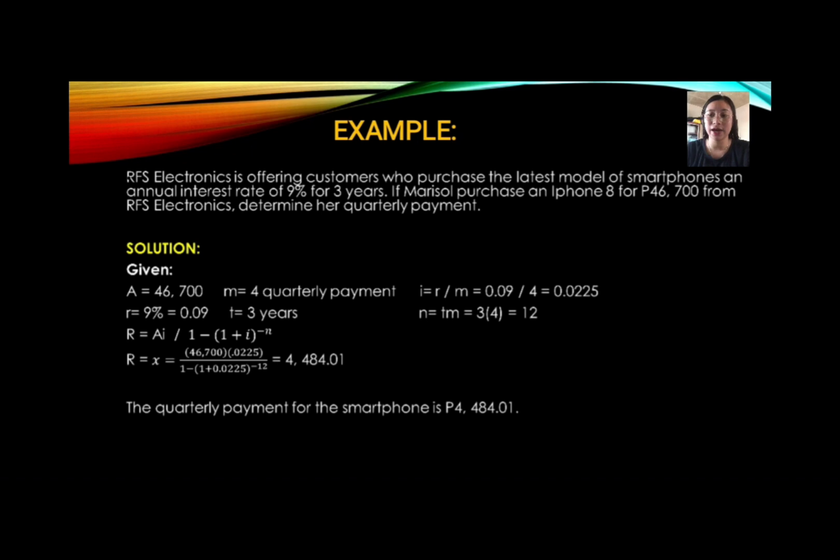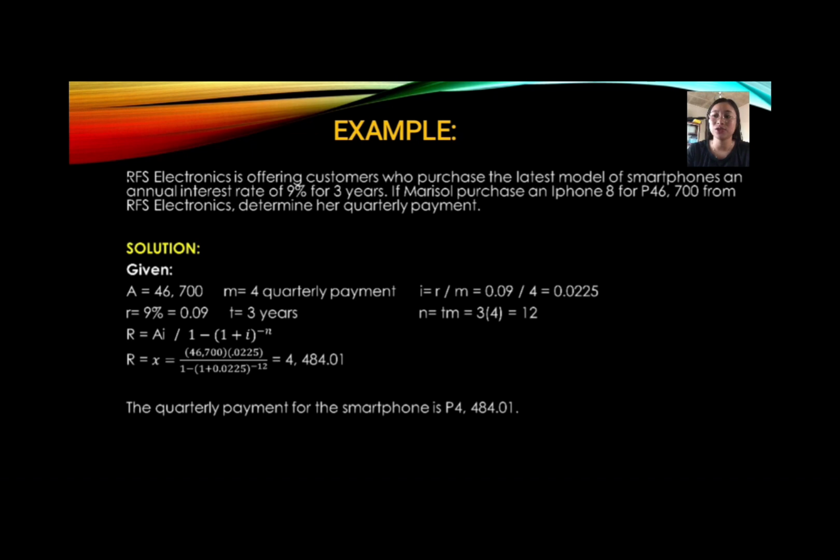So, the given is: A is 46,700 pesos, the loan amount; R is 9%, equivalent to 0.09; M is 4, the quarterly payment; and T, the number of years, is equal to 3 years. So on how to get the I, we need to divide the R by M.